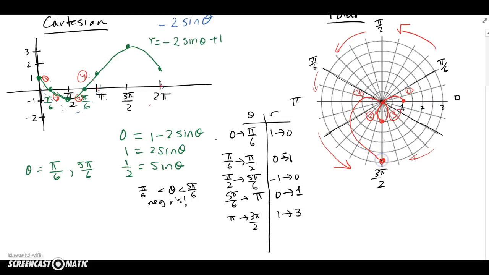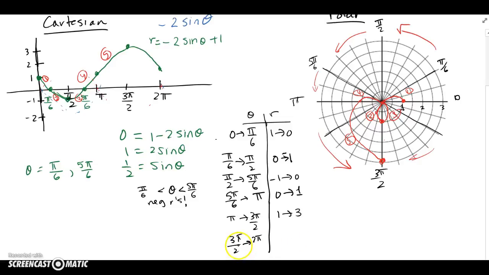I'm sketching again. So R values just get bigger and bigger as I'm going through my angles until I get to 3 pi/2, a maximum R value of 3. So there's piece 5, and again I'm just doing a general sketch. We'll go look at the TI and see exactly what this thing looks like.